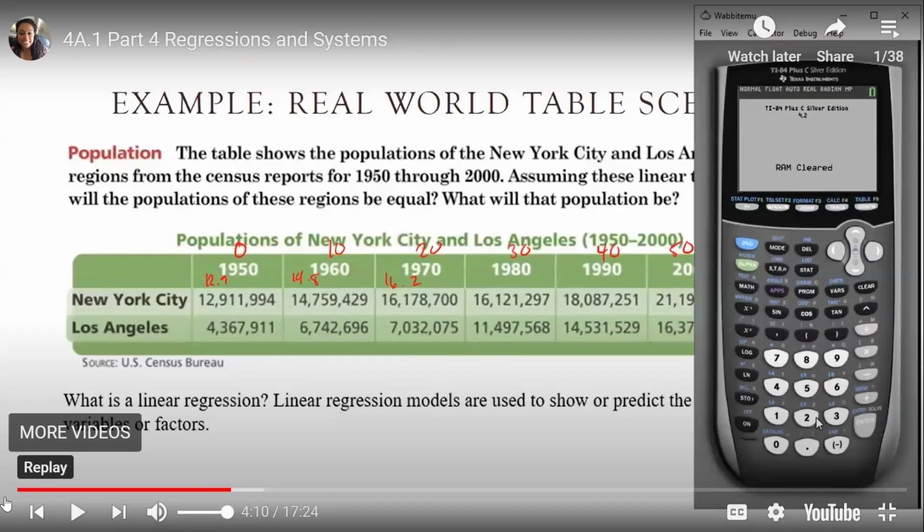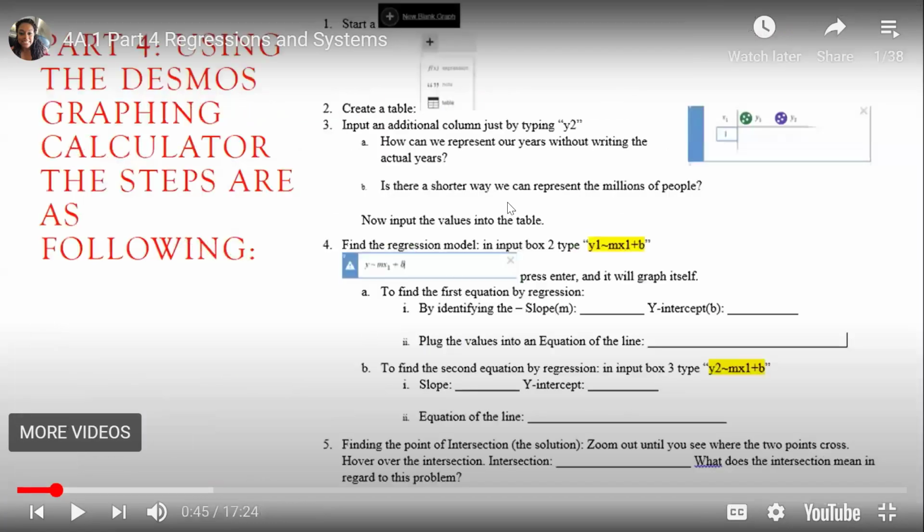What we're going to do is we're going to practice using Desmos. Got it? Yes? Yeah, we're still using the same table, but we're going to practice using Desmos. The directions, this is the video. The video for the handheld is here, but we're going to practice Desmos. So the steps for Desmos are pretty similar.